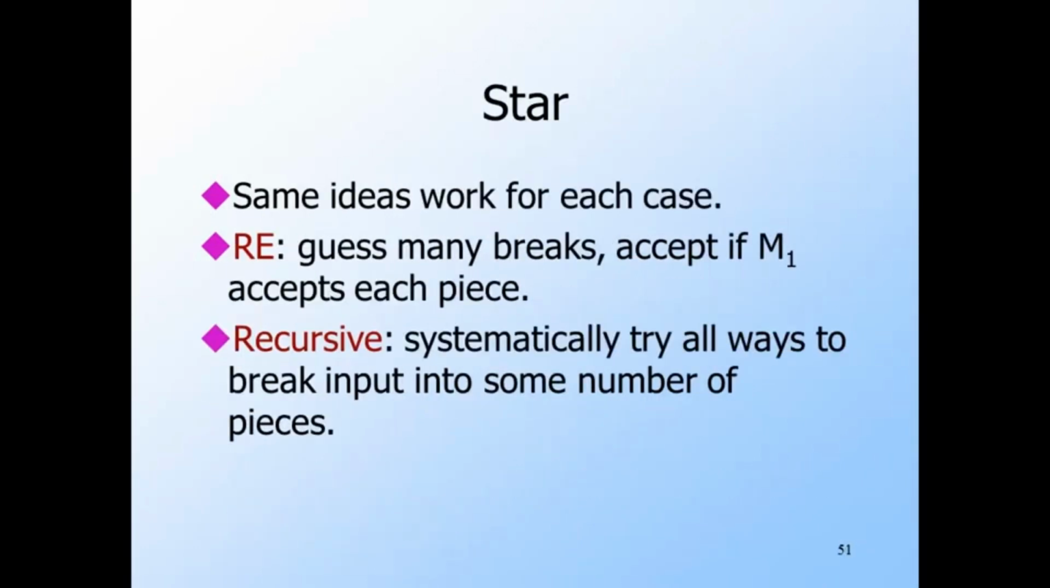For closure under star, the same ideas work as for concatenation. Suppose M1 is a Turing machine for some language L, and we want a Turing machine for L star.